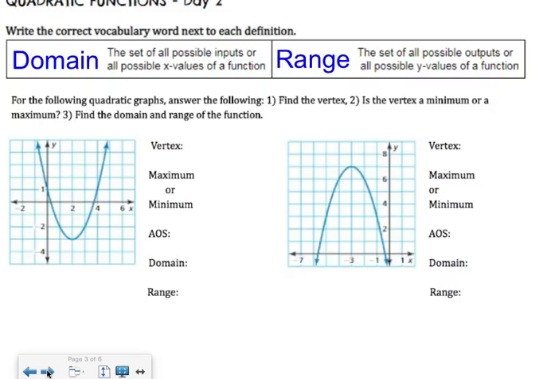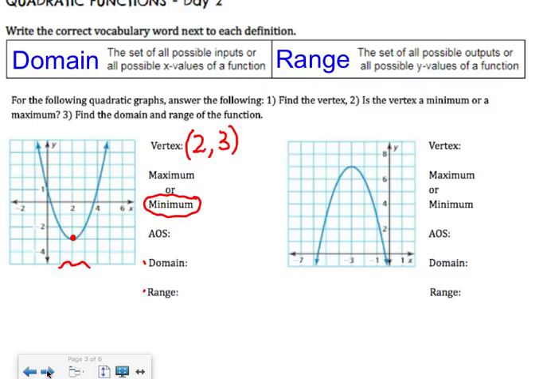So we're given these two graphs and we need to answer all these questions about it. But for the most part, up until we get to domain and range, it's what we've already done. Remember, our vertex is either the high or low point of our graph. On this first one, that point is right here, and we can see that it is over 2, down 3. So my vertex is (2, -3). Is it a maximum or a minimum? Well, we can tell that it's the low point of our graph because nothing's beneath it, so it is a minimum.